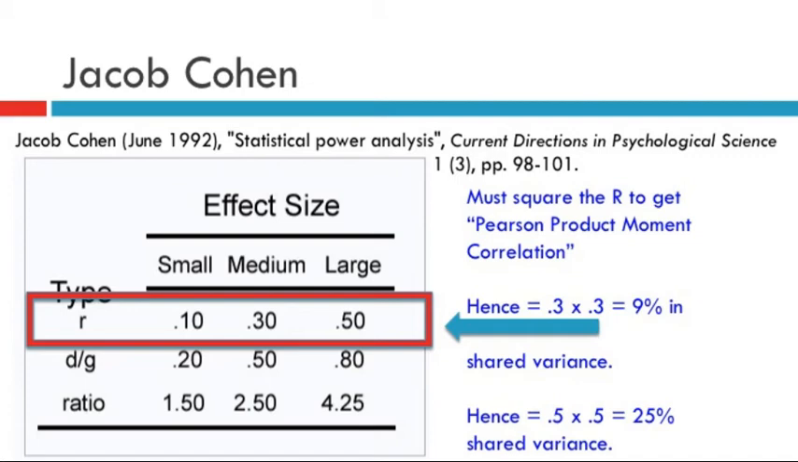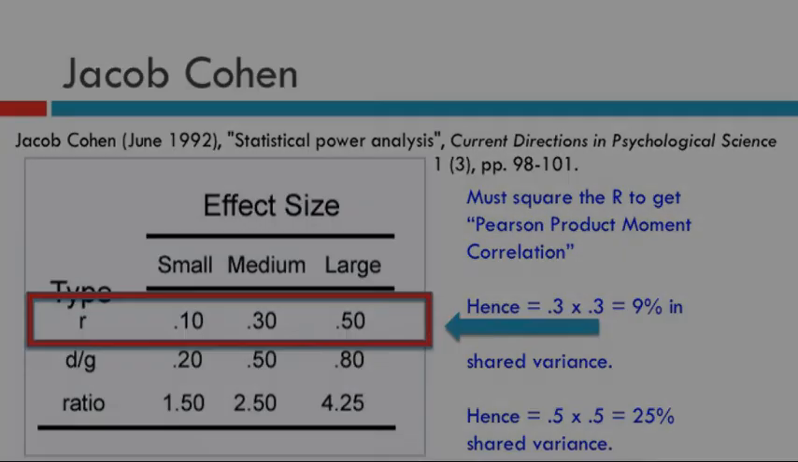And so he reports out in this little chart here r values, 0.1, 0.3, 0.5. But hopefully you remember that if we want to understand how much variability in the dependent measure can be explained by knowledge of the independent measure, then we need to take these r's and square them. So an r of 0.3 becomes 0.3 times 0.3, or approximately 9%. We have 9% shared variability. And what Cohen's claiming here as a large effect size being 0.50, well, we have to square that.